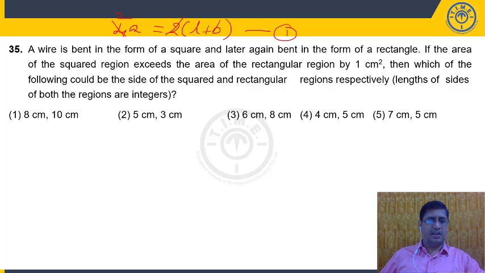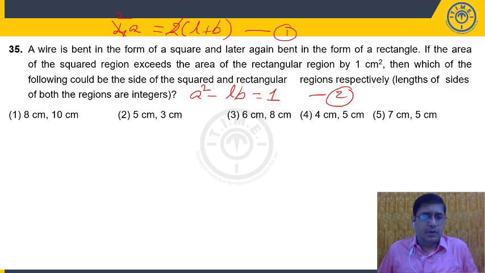If the area of the square region exceeds the area of the rectangular region by 1 square centimeter, then which of the following could be the side of the square and the lengths of the sides of the rectangular region respectively, where the lengths of the sides of both the regions are integers. So what is it saying here? The second statement: A square minus LB is equal to 1. This is statement 2. We need to just check the options here.